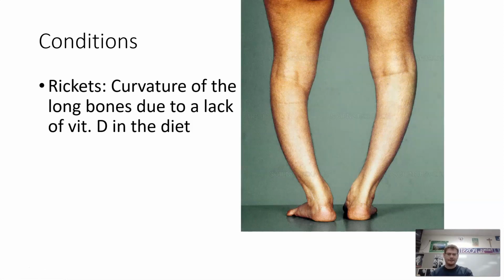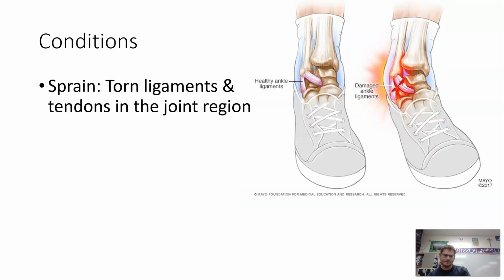All right, rickets. It's curvature of the long bones due to a lack of vitamin D in the diet. So where does vitamin D come from? Sun. Yes, the sun. Works with the skin. So when you get cabin fever from staying in all quarantine, make sure to try and get out in the sun a little bit.